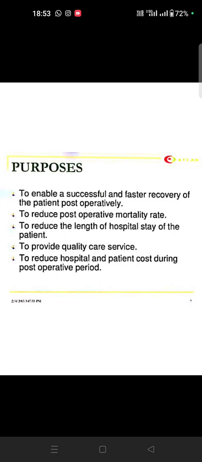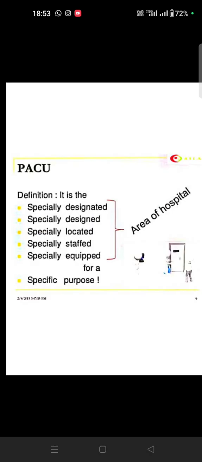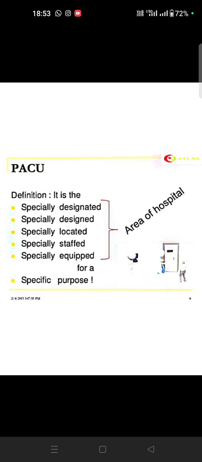So what is the purpose? It means successful and faster recovery of the patient post-operatively, reducing the post-operative mortality rate, reducing the length of hospital stay, providing quality care, and reducing the hospital cost to the patient during the post-operative period. So mainly it is designated, located, staffed and equipped for this main purpose in the hospital.